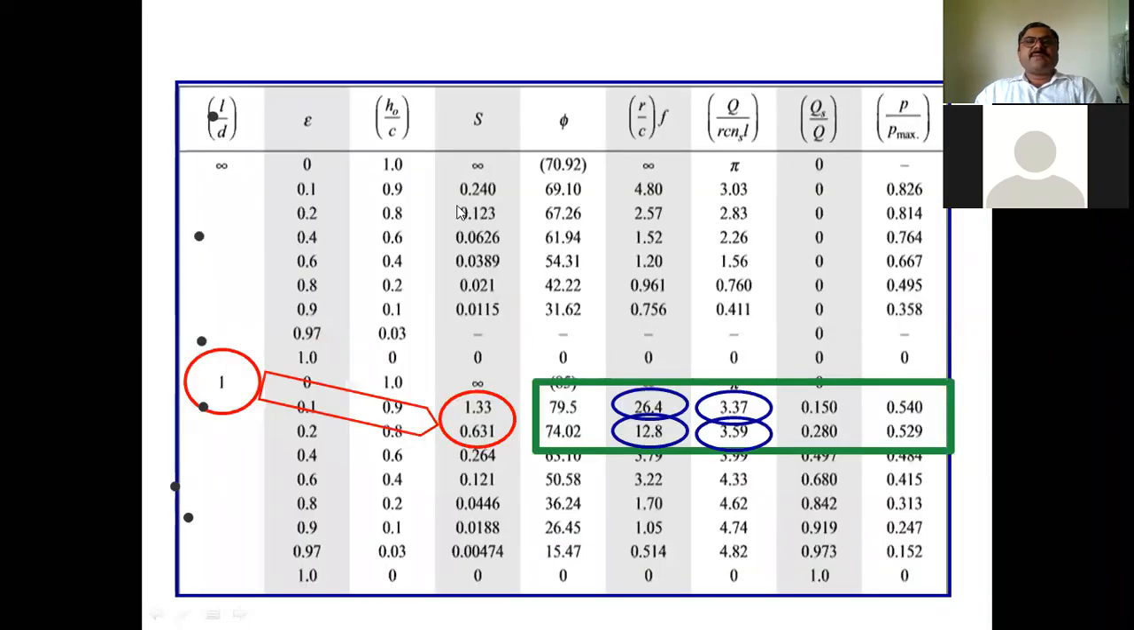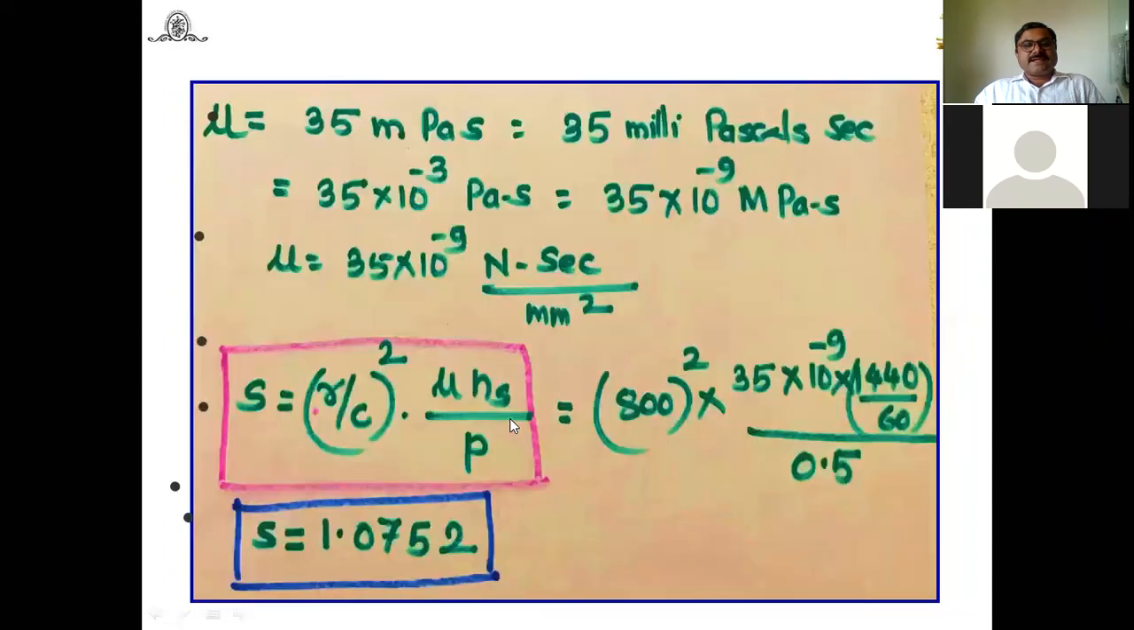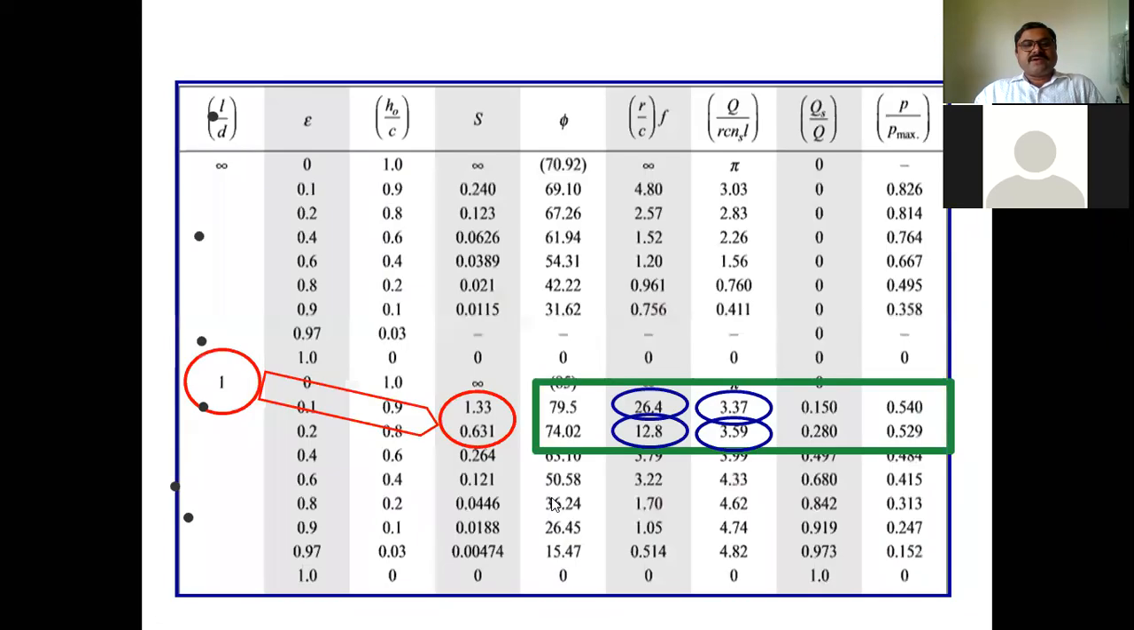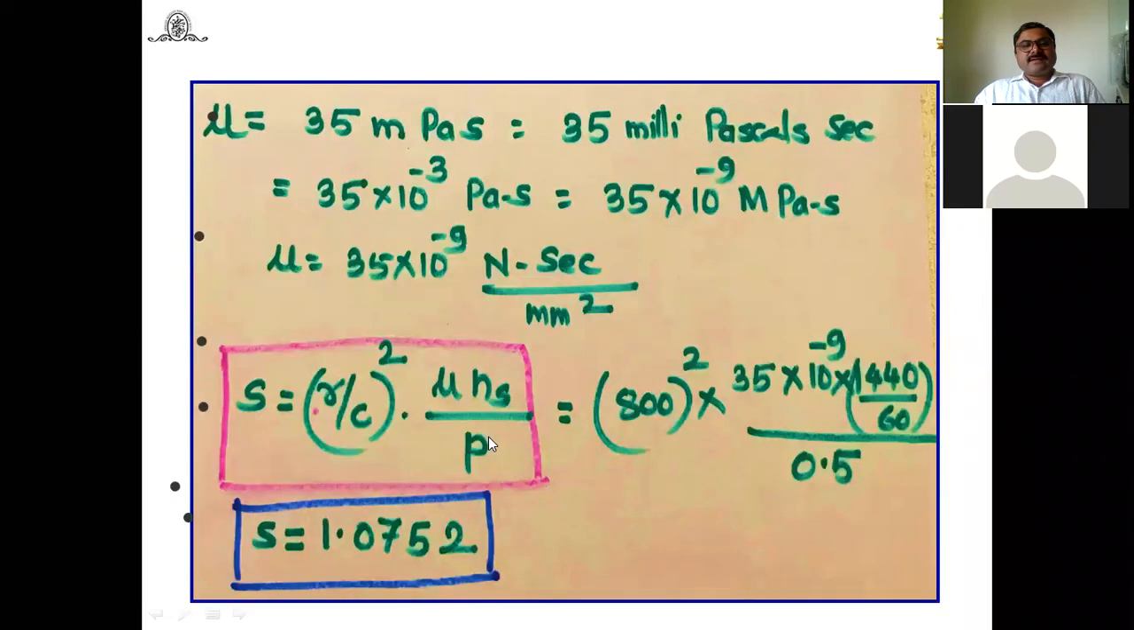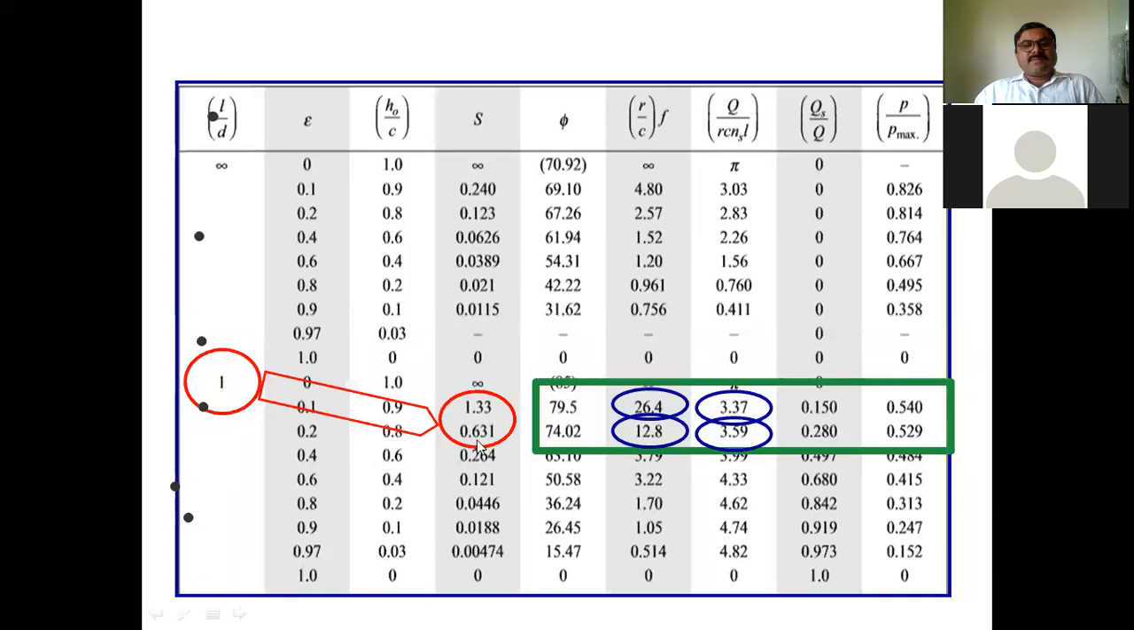Now L by D is equal to 1 and S is equal to 1.0752. So what do I have to do? Refer to the Raimondi and Boyd chart or table. Come to these performance parameters, L by D is equal to 1. Now find out the S, 1.0752. It's not directly available in the Sommerfeld number column. Look at this: the value 1.0752 lies in between 0.631 and 1.33. So you have to go for a linear interpolation.